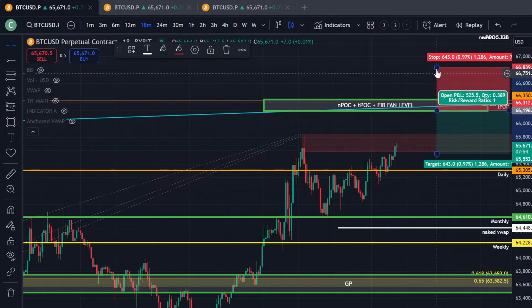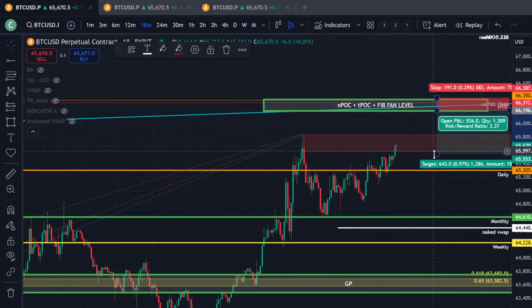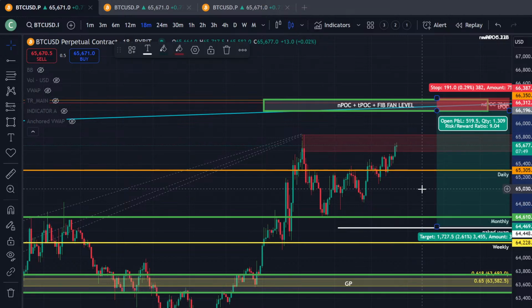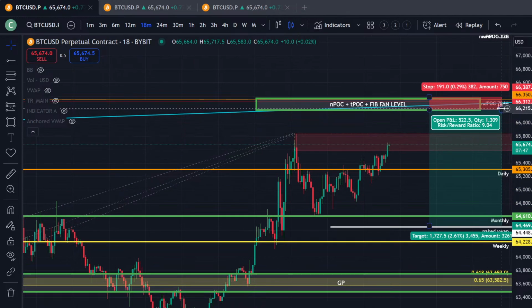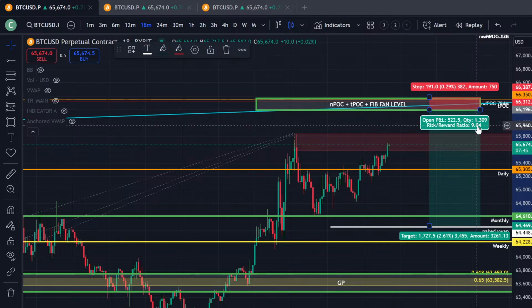If you take a short position from here, it depends where the stop is going to be. This is the target. Target is valid. It's a 9.04 risk to reward ratio. It could possibly give us a 2.61% short. It's above the RR. I'm basically looking for 3, but it's above, so it's a valid short area.